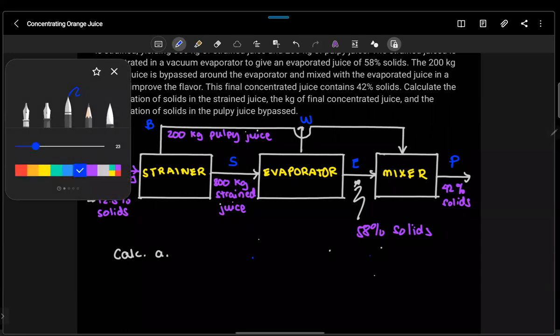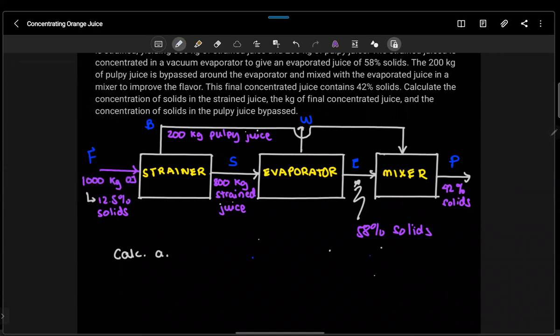Okay, so therefore, okay, ano yung hanapin natin dito sa problem na to? So letter A, we will need to calculate the concentration of solids in the strained juice. Okay? So percent solids in S. Letter B, the kilogram of final concentrated juice. So therefore, we're after P. Kung gaano daw yan karami yung ma-obtain natin. And letter C, the concentration of solids in the pulpy juice bypass. So we know the amount of pulpy juice, 200 kilogram bypass, but we don't know the percent or the concentration of solids in that bypass stream.